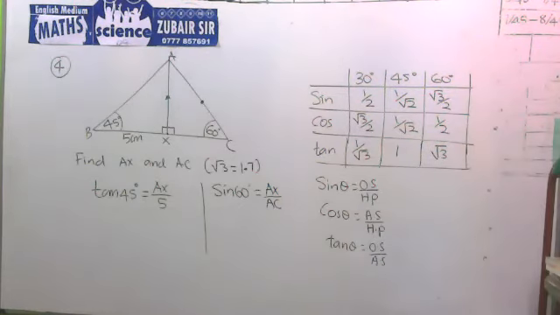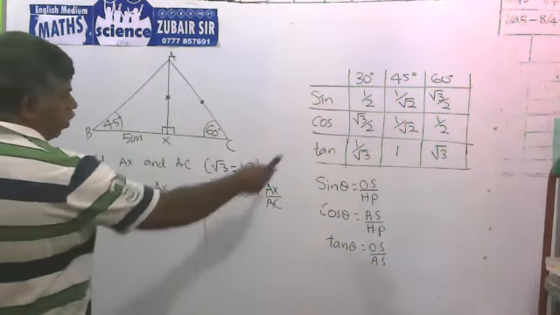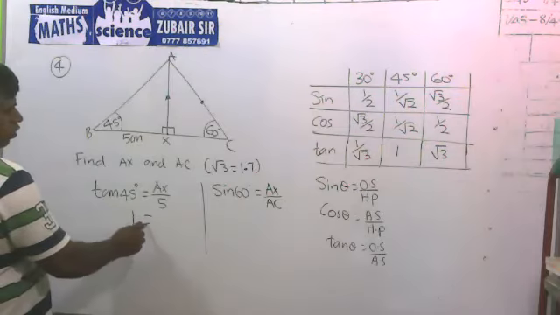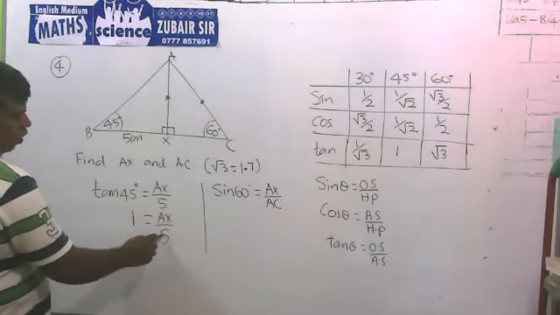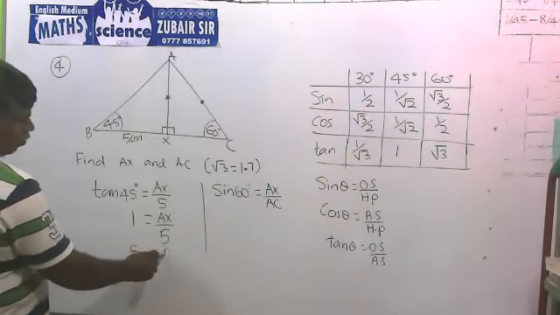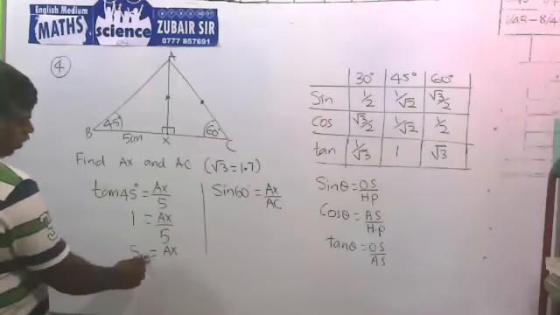Then tan 45 equal AX over 5. What is tan 45? Tan 45 is 1. Then that is AX over 5. So when you do the cross multiplication, 1 into 5, 5. So AX equal 5. That means AX equal 5 centimeters.